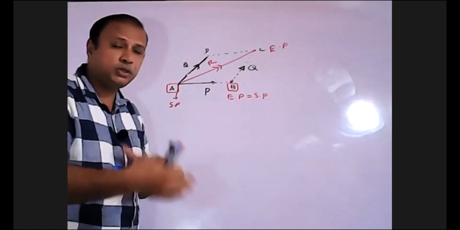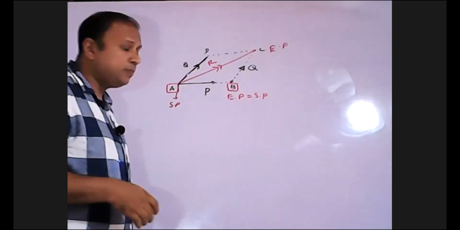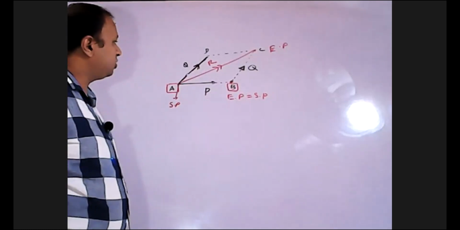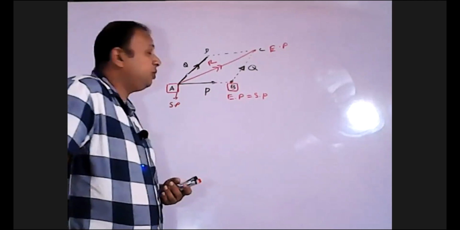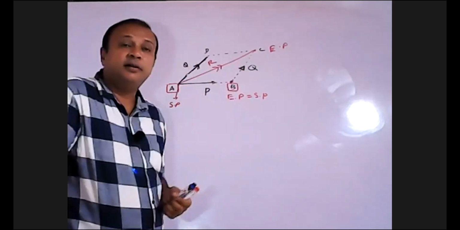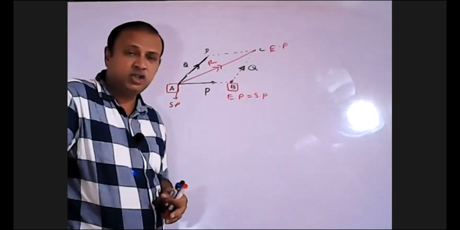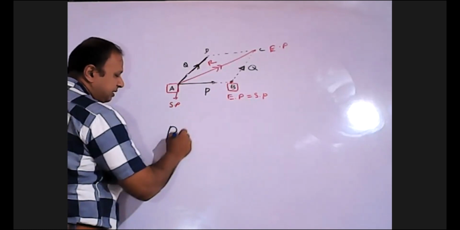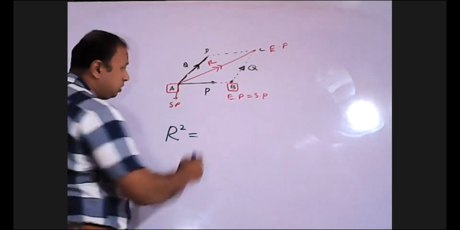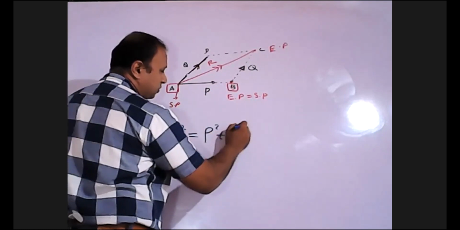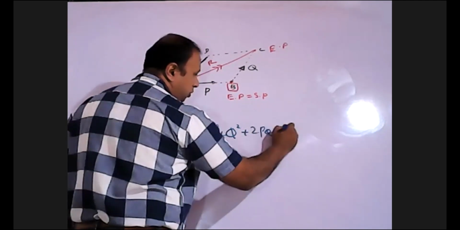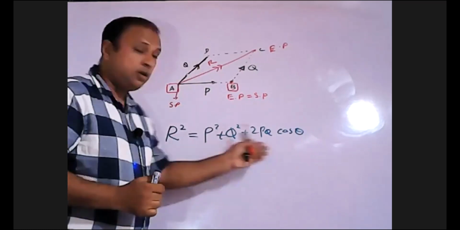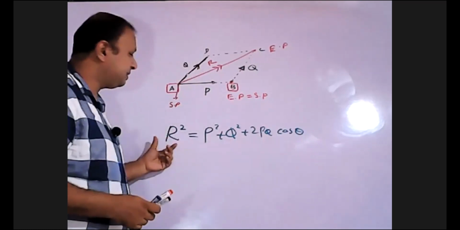After that, we have quantified that one. That means we have taken the magnitude of the resultant force. According to our summations, we have found that R squared is equal to P squared plus Q squared plus 2PQ cos theta. So that is how we determine the magnitude of the resultant force.